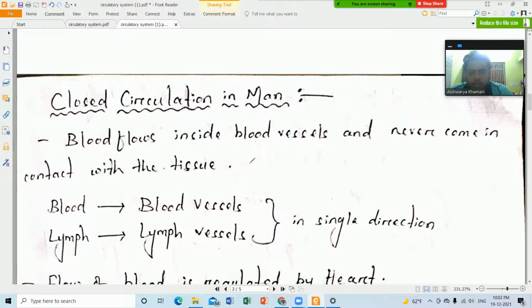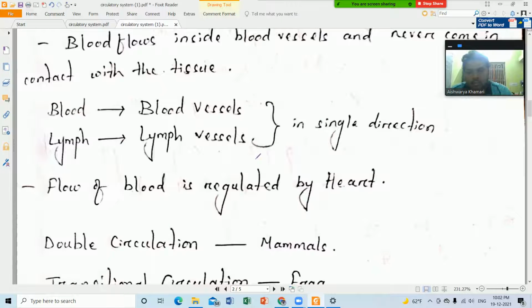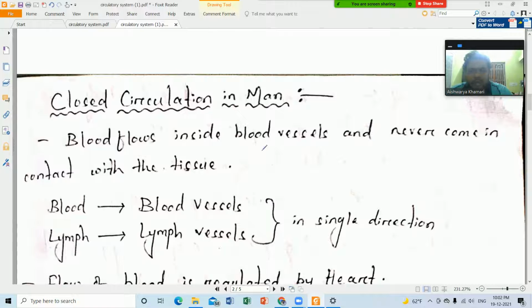So now we will discuss the closed circulatory system in the case of human beings. We human beings have the closed kind of circulation, which includes blood vessels like arteries, veins, and capillaries. The blood flows inside the blood vessels and never comes out of them, and there is no direct contact with the tissues. So that is the closed circulatory system.